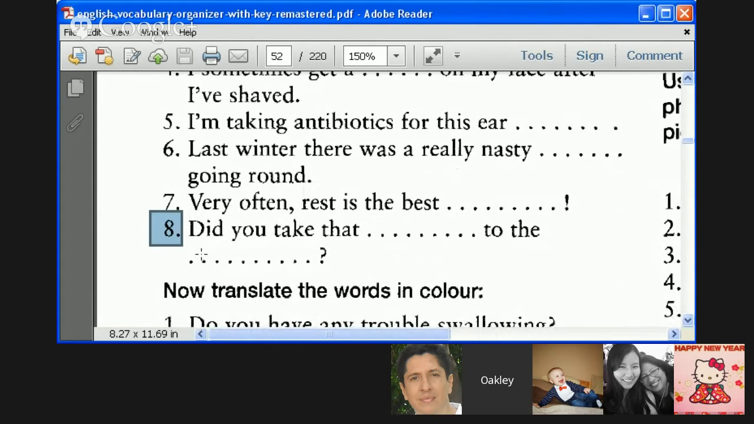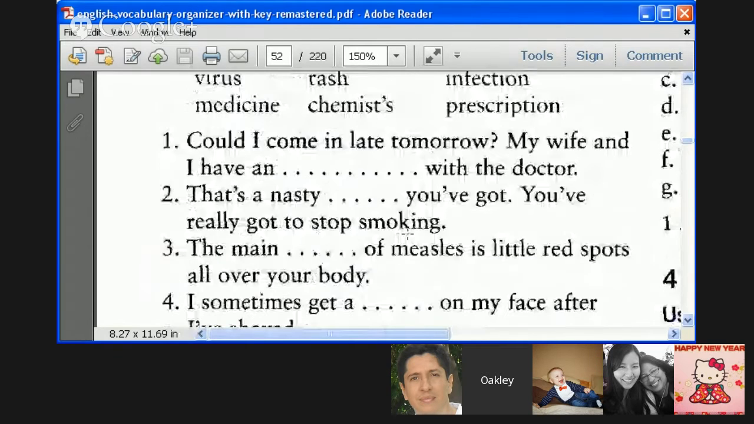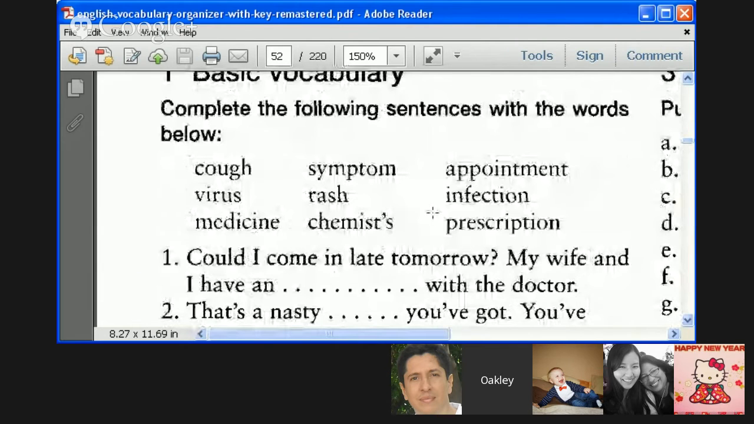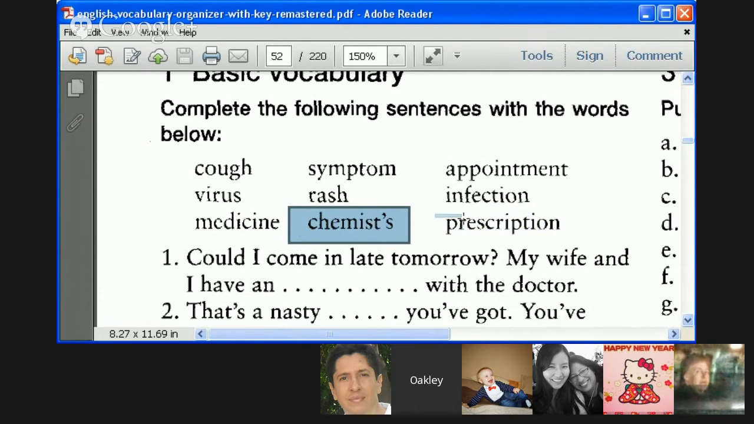Cornell, number 8. Did you take that blank to the blank? Could you please scroll up? Did you take the prescription to the chemist? That's it. Okay, very good.